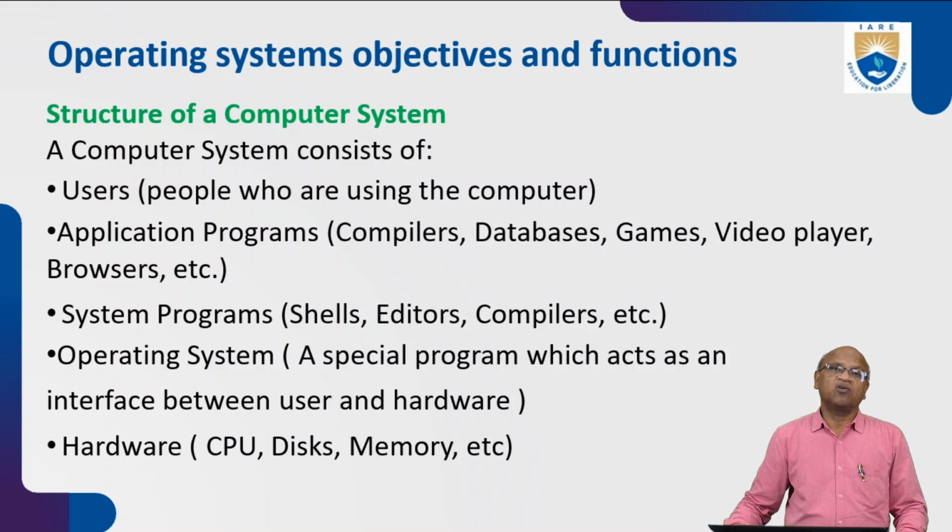Next, system programs. System programs means the system will have the core programs which can directly interface or interact with the hardware. That we call system programs. Later on, the operating system. The system programs are part of the operating system only, but that is the core. So it is the interface between the user and the hardware. This is a special program which acts as an interface between user and hardware. Hardware is CPU, disks, hard disk, memory, etc. So if you look at this basic computer system, these are the fundamental components.